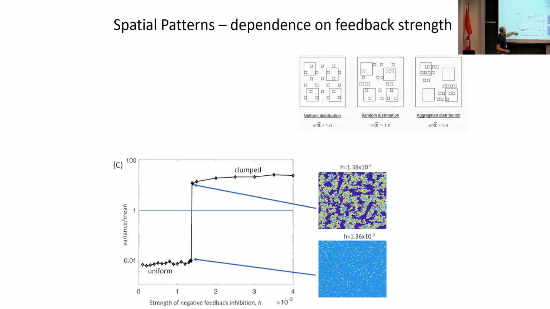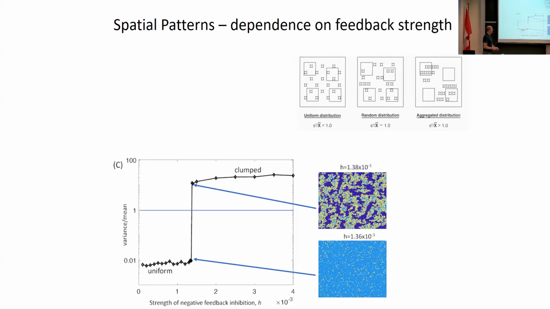This is even more interesting here. You can plot a measure of this clumpiness against the strengths of negative feedback inhibition. So we take an approach that they use in ecology to quantify clumpiness of the system, where you divide the grid into little subgrids, and you look at the number of cells in the subgrids, and you look at the variance versus the mean. And if that is less than 1, that indicates a uniform distribution. If it's bigger than 1, that indicates a clump distribution.